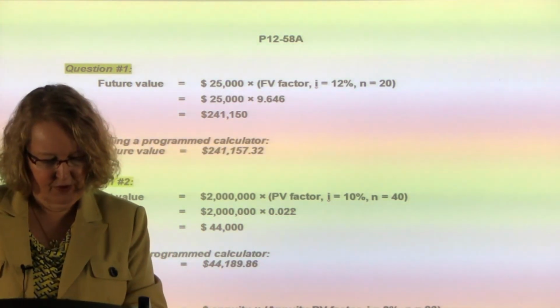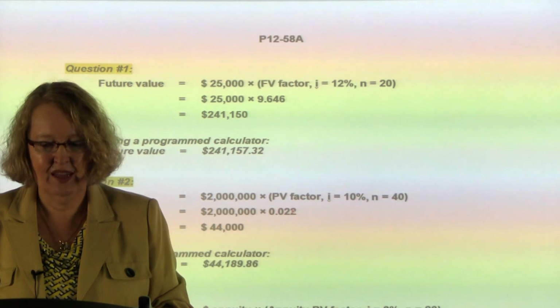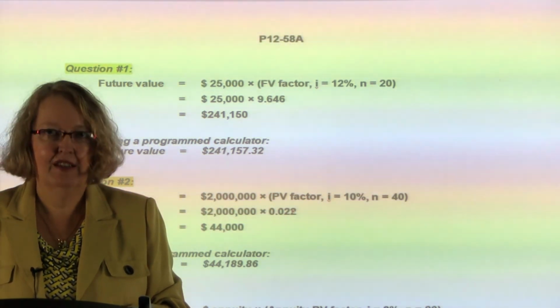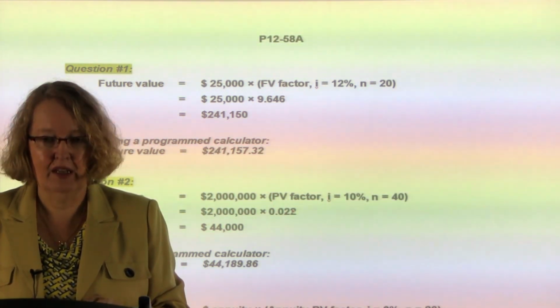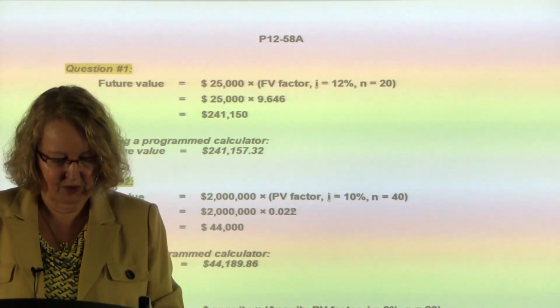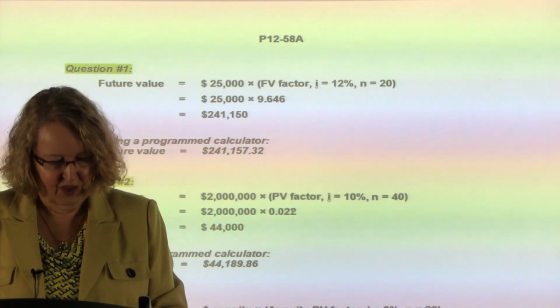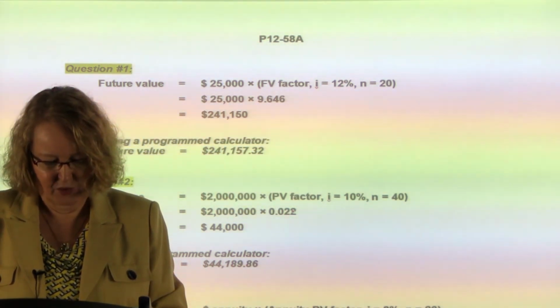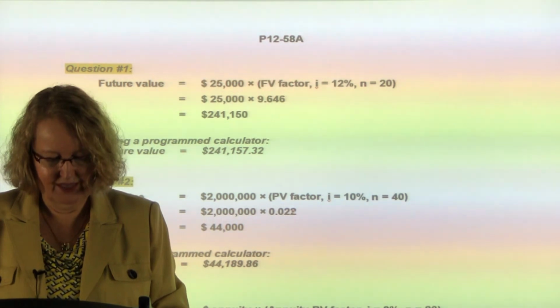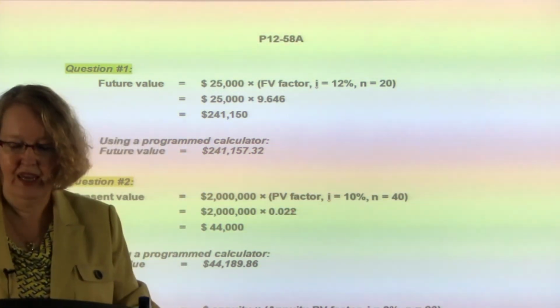So this problem here has several scenarios that use the various aspects of the time value of money. In the previous problems we've looked at just the present value, but now in the first one here we're looking at Meredith, who just hit the jackpot in Las Vegas and won $25,000. If she invests it now at a 12% interest rate, how much will it be worth in 20 years?